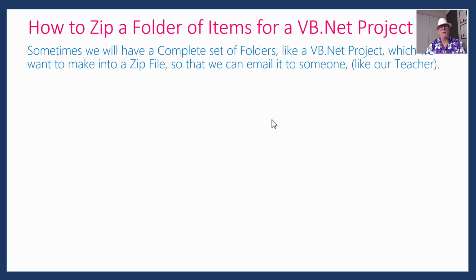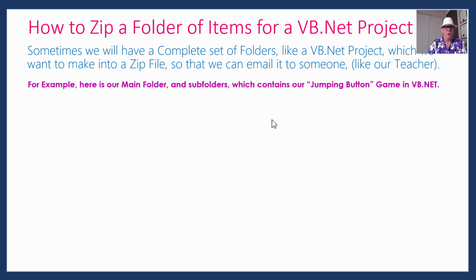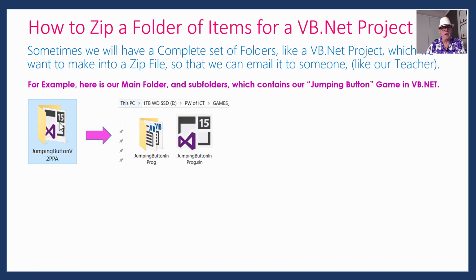So if you've got a VB.NET project and you need to email it to your teacher so your teacher can have a look at it to try and figure out what's gone wrong and how to help you, this is what you do. So, for example, remember with VB.NET projects, you have a main folder. So this is the main folder for our jumping button program, but down inside that folder, there's lots of other folders and files which make up the VB.NET project.